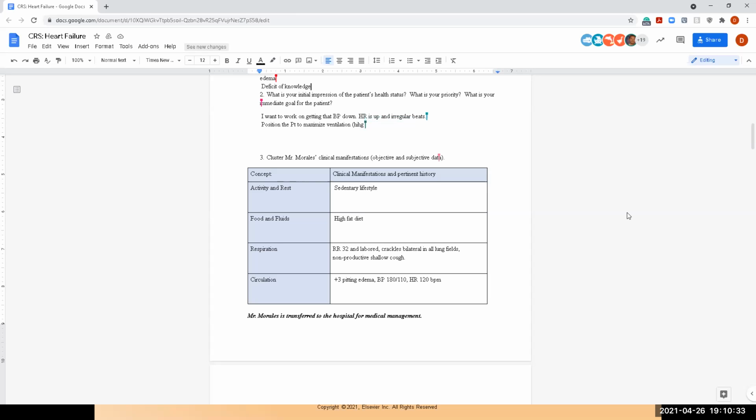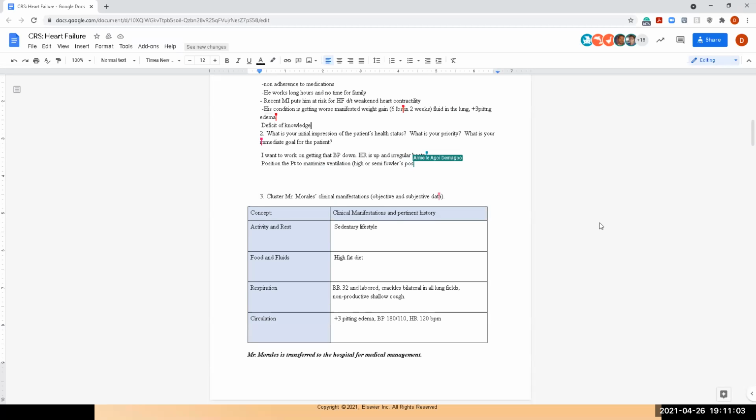Respiratory wise, again, the respiratory rate is 32, labored, he's not feeling well. That means he's not getting oxygen to his core, he's not getting centrally perfused. And good, the circulation, we said, the 3+ pitting edema, the high blood pressure, and his heart rate. So good, you guys are right on.